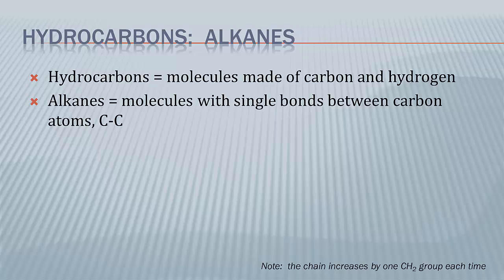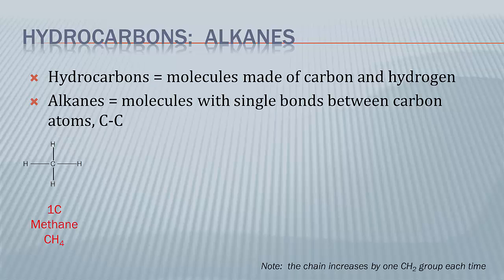Now we'll look at the first of the series of hydrocarbons called alkanes. Hydrocarbons are molecules that are made of carbon and hydrogen atoms. Alkanes are hydrocarbon molecules that have single bonds between each of the carbon atoms, shown by a single line. This is methane, the first of the series of alkanes. As you can see, there is 1 carbon atom and 4 covalent bonds to hydrogen around it. The formula for methane is CH4, 1 carbon with 4 hydrogens.